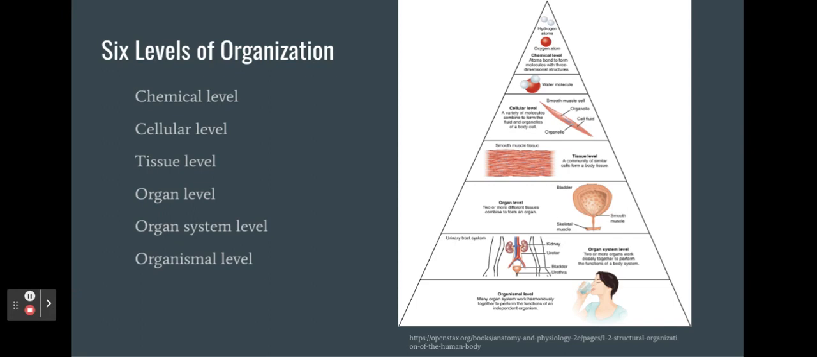Recall that human bodies have 6 basic levels of organization. The smallest level is the chemical level, which consists of atoms and molecules. 2 or more atoms combine to make a molecule. Molecules combine to form cells, which remember are the smallest unit of life. Tissues are formed by groups of similar cells. 2 or more tissues combine to form organs. Organs that work together comprise organ systems, and the collective organ systems make up the organism.